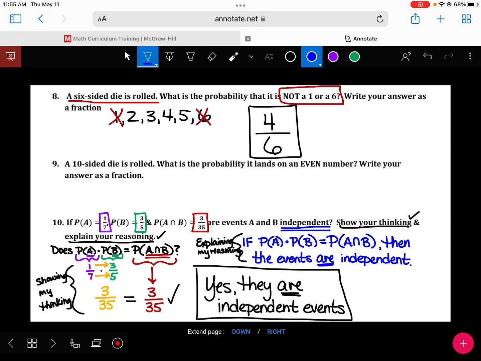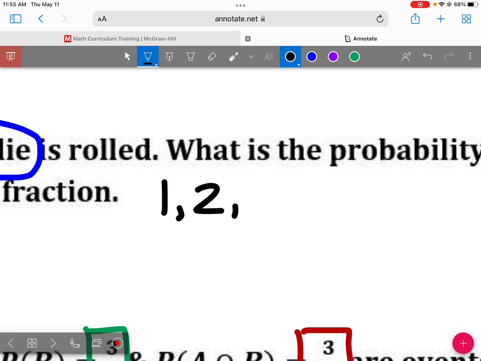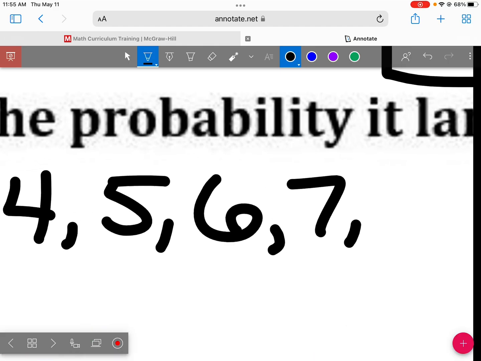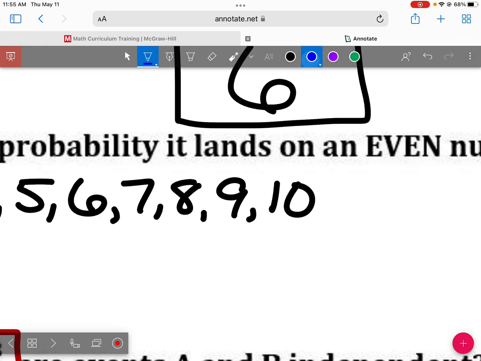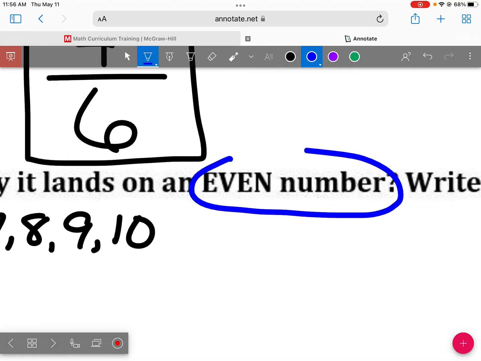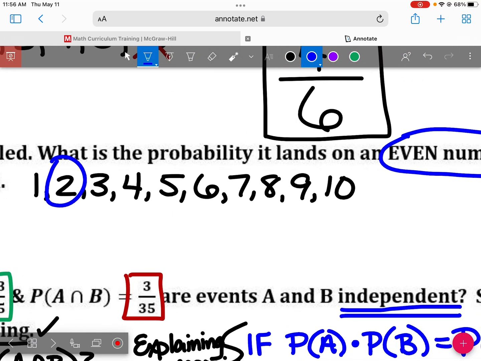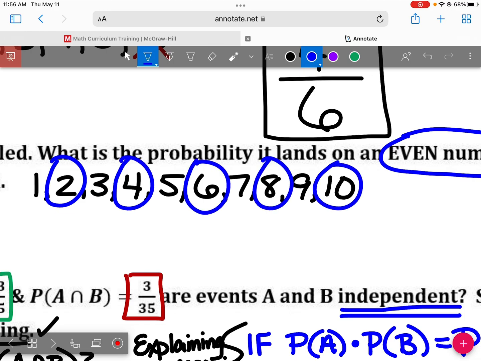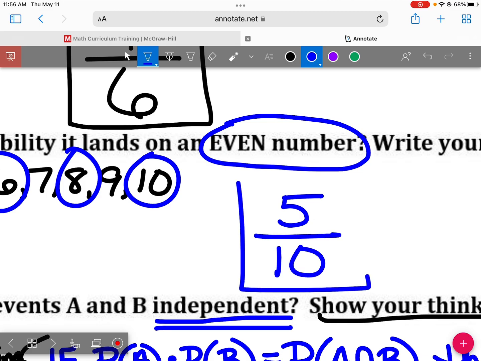9? All right. On 9, I have a 10-sided die. So what are the numbers on my 10-sided die? 1, 2, 3, 4, 5, 6, 7, 8, 9, and 10. If I want it to land on an even number, which of these are even numbers? So how many is that? Out of? That's your answer.